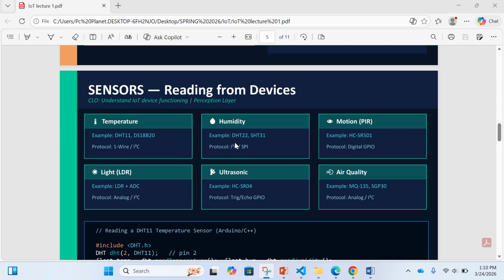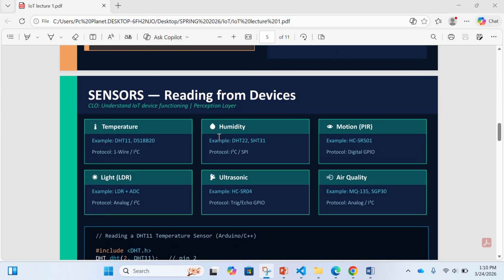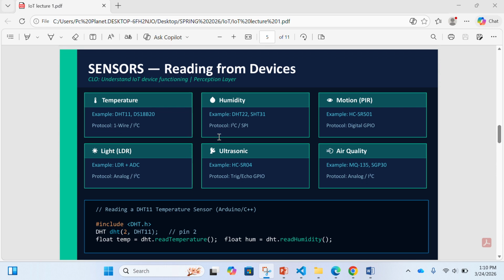Okay, so let's move to slide number 5, sensors reading from devices. Now we get to one of the two most practical topics in this lecture, sensors. A sensor is any device that converts a physical quantity, for example temperature, light, motion, pressure, or humidity, into an electrical signal that a microcontroller can read and process. Without sensors, an IoT device is blind. It has no knowledge of the world around it. So sensors will provide information to the microcontroller, and I hope you studied the embedded systems course. You know everything about these basic concepts.